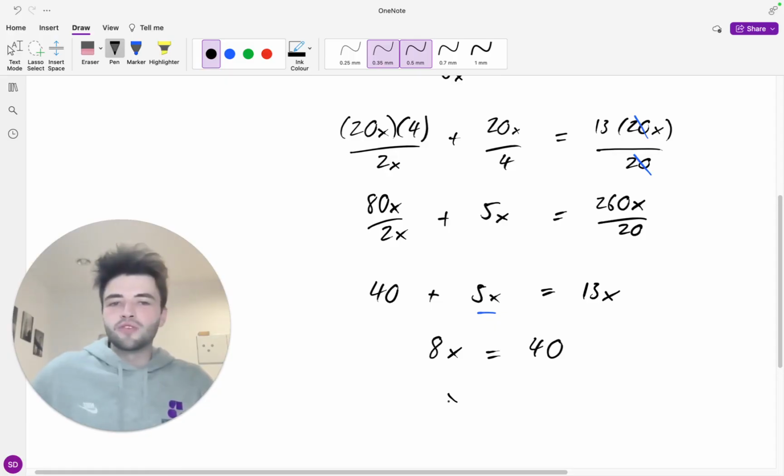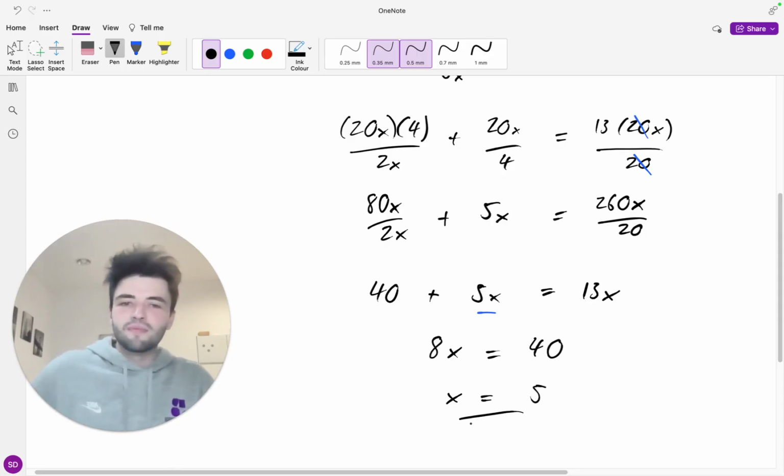And our last step is going to be divide across by 8. And we get that x is equal to 40 divided by 8, which is going to be 5. And so our final answer here and our simplified equation is going to be x is equal to 5.